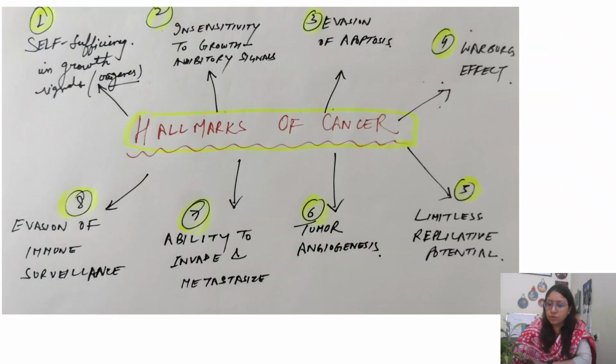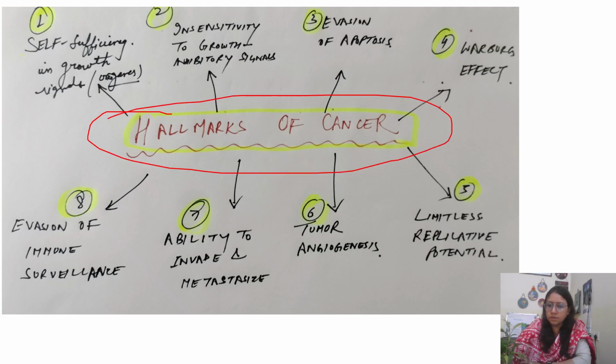So let's recapitulate what we have discussed till now. A very important topic. It comes as a long question also, it comes as a short note also. See, the hallmarks of cancer. Main 8 cellular and molecular signatures, I told you. First is your self-sufficiency in growth signals, that is oncogenes. Proto-oncogenes are the mutated form of oncogenes.